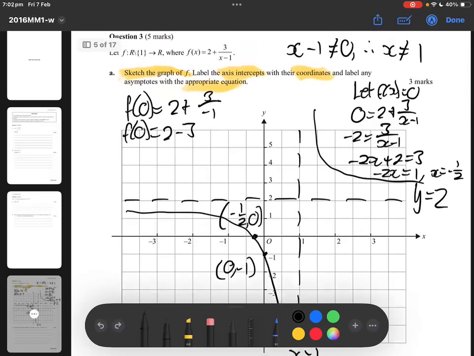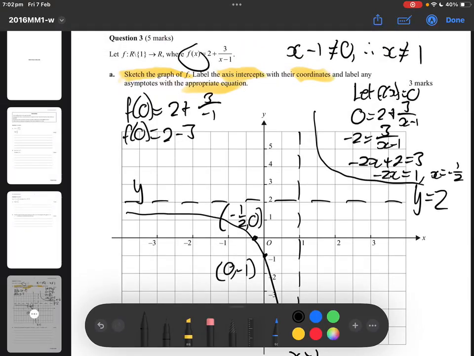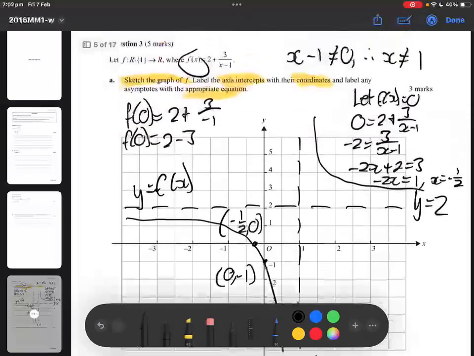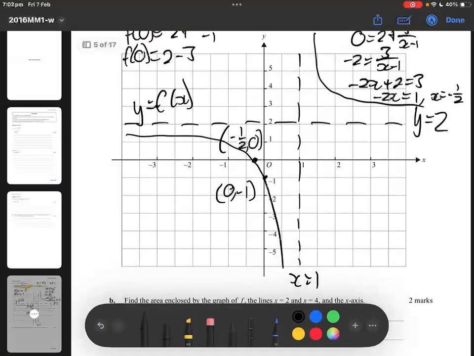The other thing we cannot forget, because they've called it f of x, we can too: y equals f of x. Just want to do this technical thing. Very, very simple, very easy. And this was a 3-mark question. We have asymptotes, we have intercepts, we have coordinates. This is going to get all 3 marks. So I'm going to give it a triple tick.